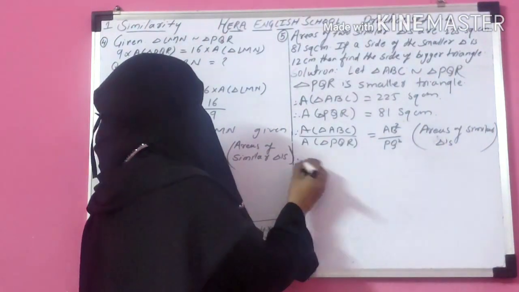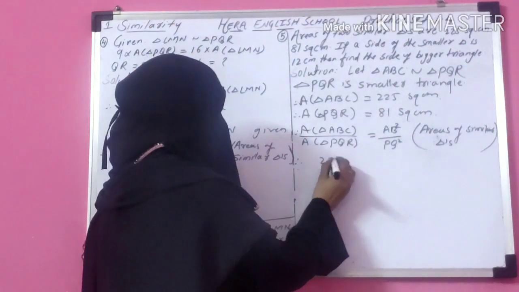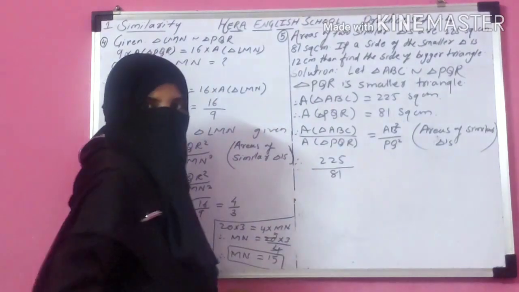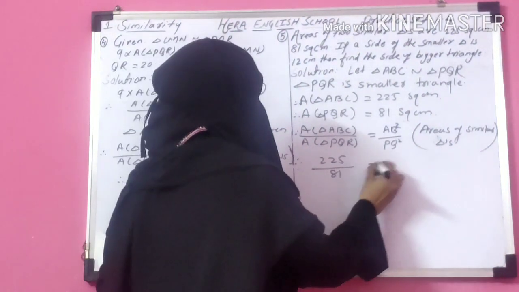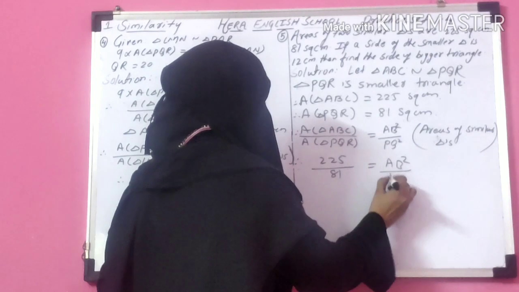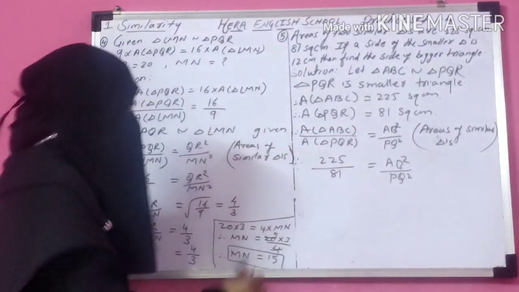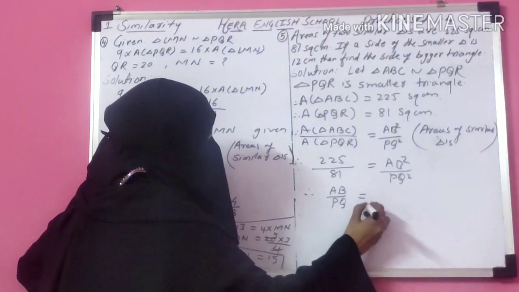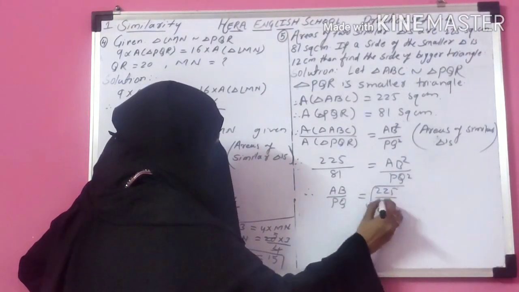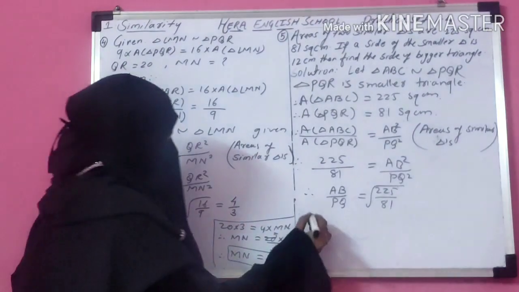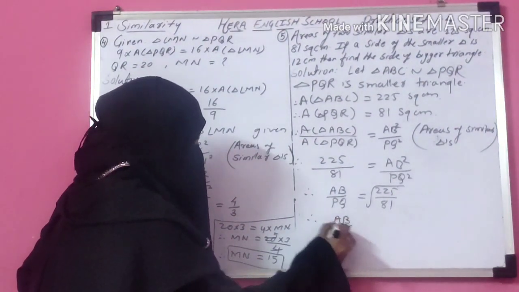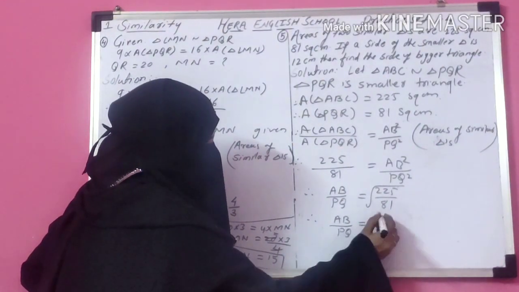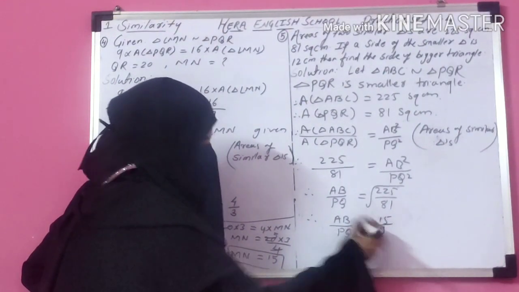Now substitute the values. Area of triangle ABC we are having 225. Area of triangle PQR we are having 81. So 225 upon 81 is equal to AB square upon PQ square. Therefore AB upon PQ is the square root of 225 upon 81. Now take the square root. So AB upon PQ is equal to 15 upon 9, since the square root of 225 is 15 and of 81 is 9.